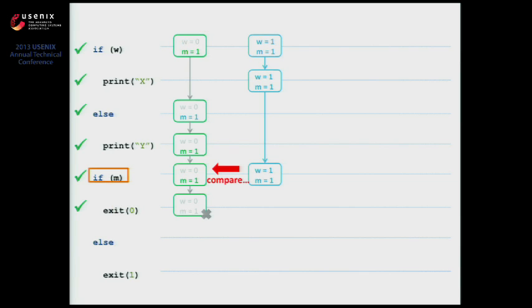So now we continue executing. Again, we compare. Notice here that in this state, w is not relevant. So there is a match, and we can prune the state. We can avoid executing this other state down there.